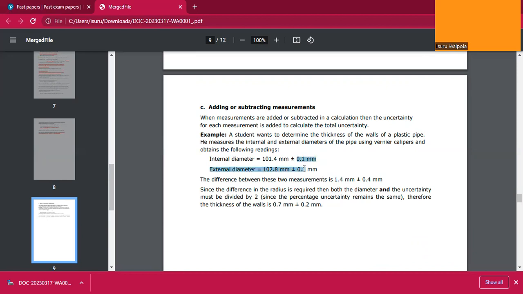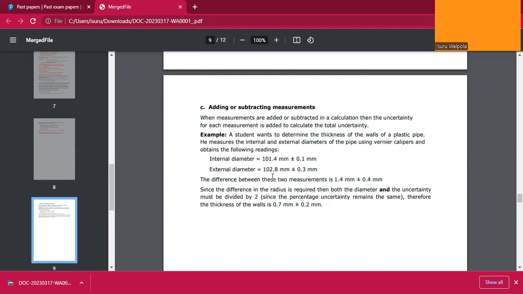Uncertainty is always the addition of the uncertainties for addition or subtraction measurements. But the main value is treated as normal: 102.8 minus 101.4. Now let's say you are taking a temperature difference from a thermometer. Same thing. The main value, let's say one day it was 18.4 degrees Celsius in the morning, and by afternoon it was 24.3. So it would be 24.3 minus 18.4, just the main value.